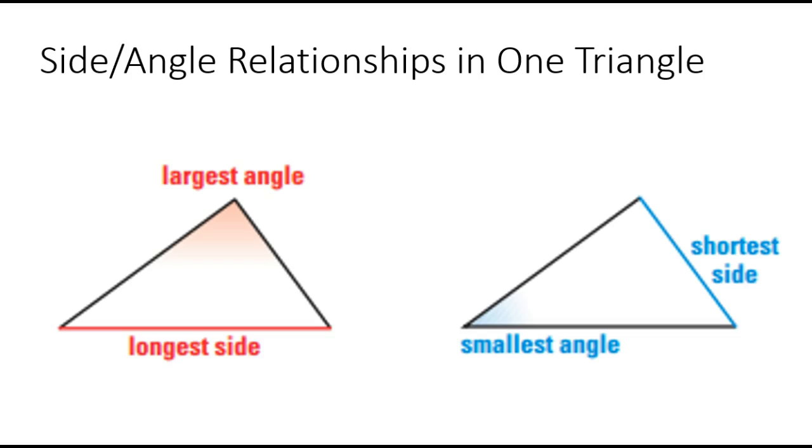So basically, the side angle relationships in one triangle. This explains that wherever the longest side is, it is always going to be across from the largest angle. And wherever the shortest side is, it is always going to be across from the smallest angle. An easy way to remember that is to draw little arrows when you're trying to figure out the order of the sides or the order of the angles.